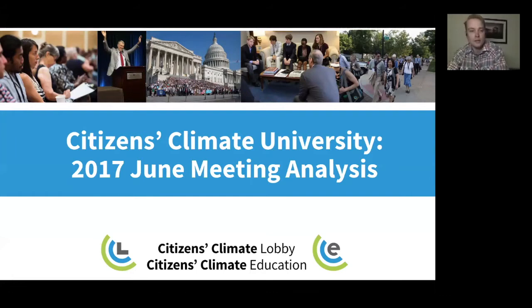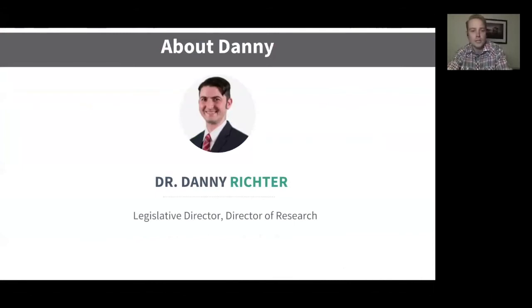You are in luck. Tonight we have the chance to learn hot off the press. The 2017 June meeting analysis is going to be presented by our one and only Dr. Danny Richter. Danny has earned his PhD in oceanography from the Scripps Institute and has since become a fixture in DC as Citizens Climate Lobby's Legislative and Science Director. In that capacity, he has been involved in creating all of these reports throughout the years. This one is perhaps one of the highlights for all of our years.